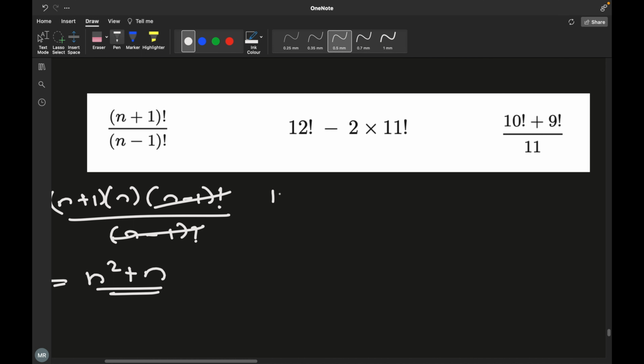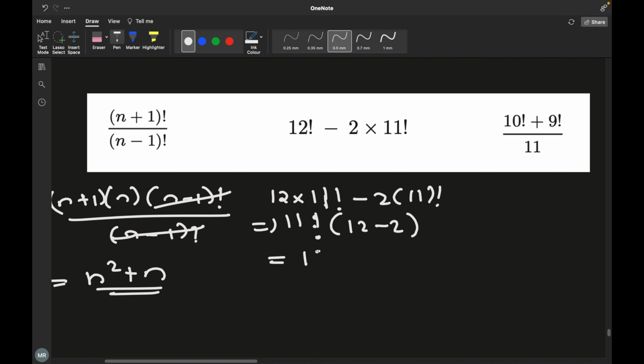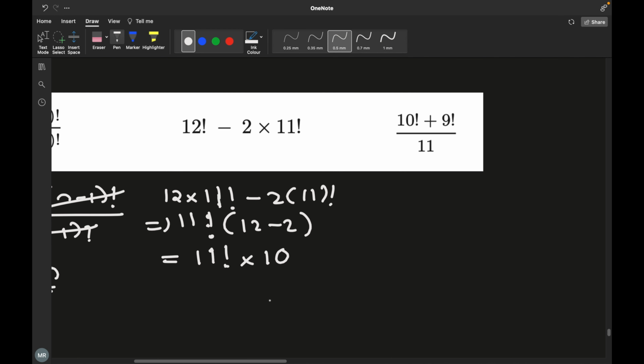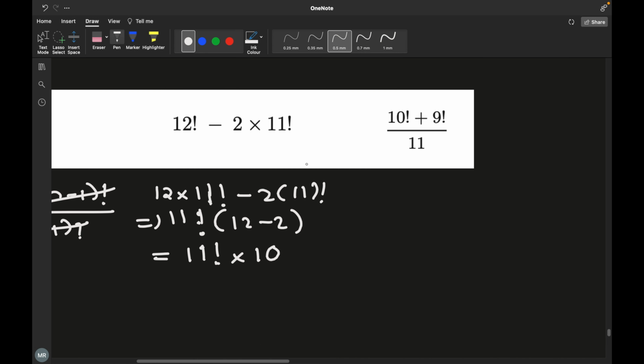We can write 12 factorial as 12 into 11 factorial minus 2 into 11 factorial. Let's take 11 factorial as common. 11 factorial into (12 minus 2). This is going to be 11 factorial into 10. We can leave this in this form. And now let's do the same with this. You can write 9 factorial into (10 plus 1), divided by 11. This cancels out. We're left with 9 factorial.